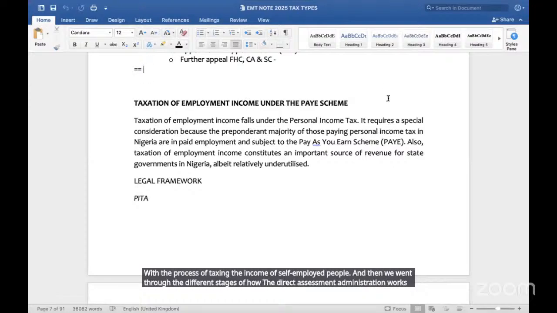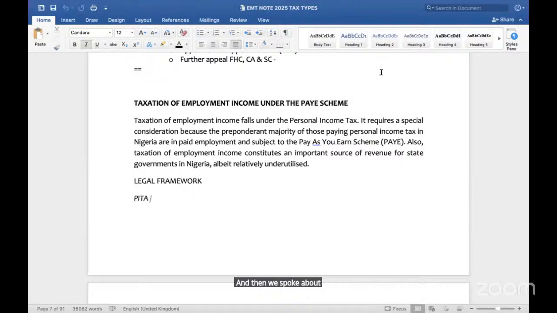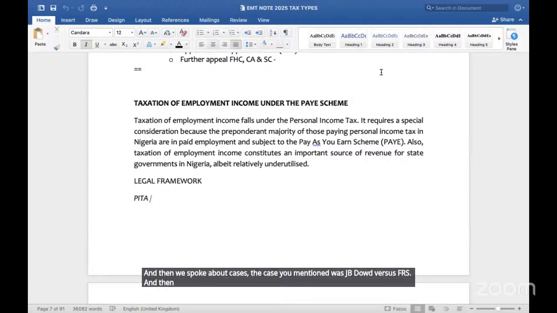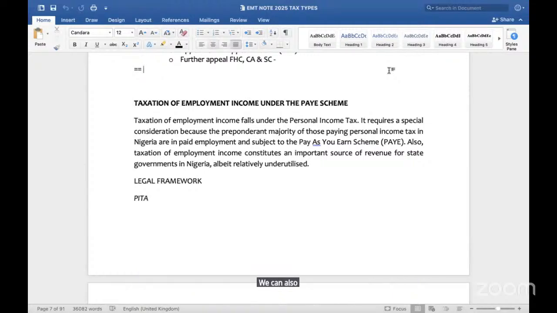So we spoke about the assessment stage. We spoke about how every single tax authority is supposed to have an assessment list according to section 56 sub 2. And then we spoke about cases. The case you mentioned was JB Daudu versus FIRS. And then the next stage was determining of global income. Then we spoke about determining aggregate income from trade, what are badges of trade, the certain people that we can also tax, like bettors, gamblers, and sex workers.